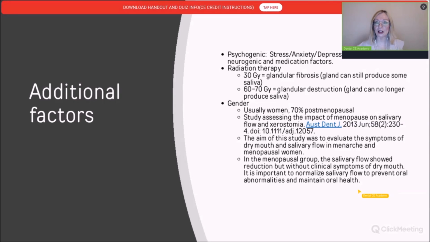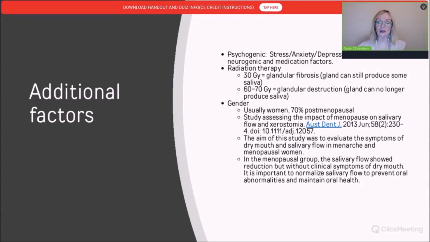Additional factors can be psychogenic, also radiation therapy, certainly. Sometimes the gland can still produce some saliva, so the fibrosis caused by the radiation therapy didn't completely wipe out the gland. In other cases, the gland may be completely fibrotic and can no longer produce saliva. In the case where there is possible tissue that is remaining, there are some technologies that can be used and some medications that may be able to squeeze out more saliva out of those glands.